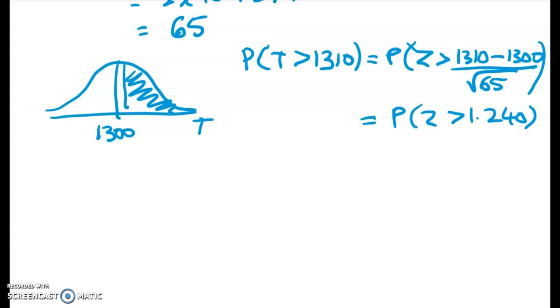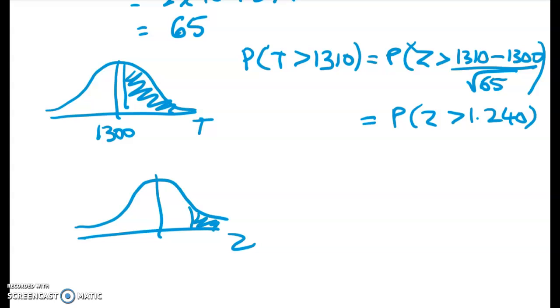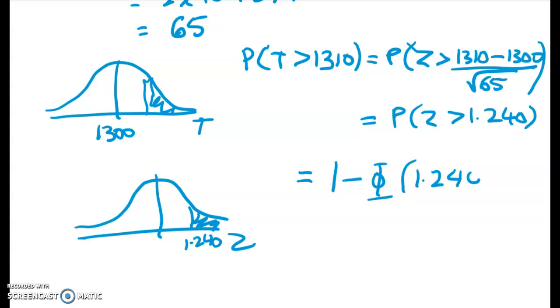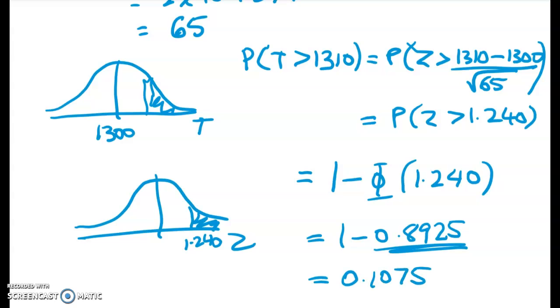So we can draw that. Well, we've drawn it already. We've drawn it for T, now we'll draw it for Z. So we want this probability here. I'm just trying to draw that a little bit more accurately given my standard deviation. Okay, so this value here is 1.240. So using my tables, that works out to be 1 minus phi of this. 1 minus 0.8925. Make sure you've got lots of practice using the tables as they're given, which is 0.1075. So there you go, that's the first part of this video done.